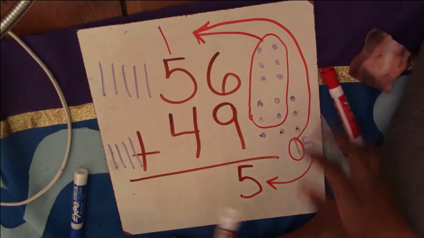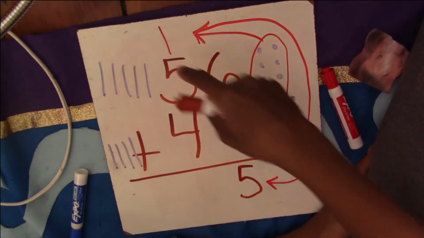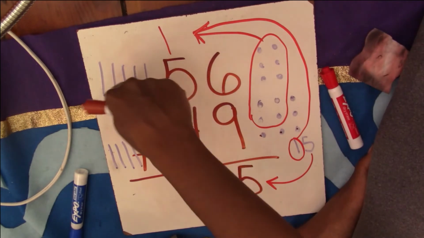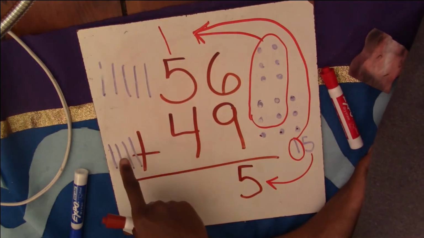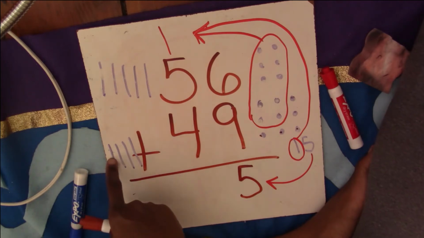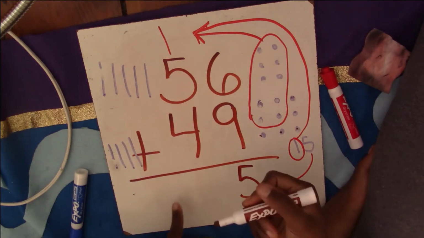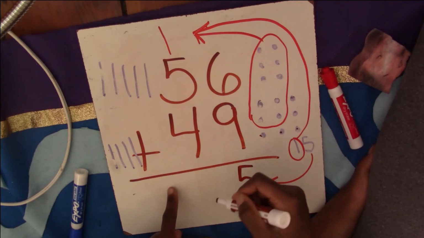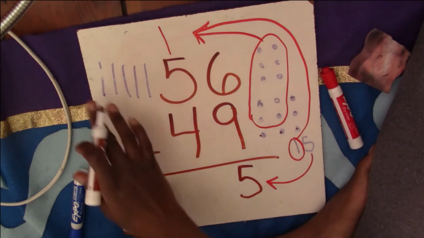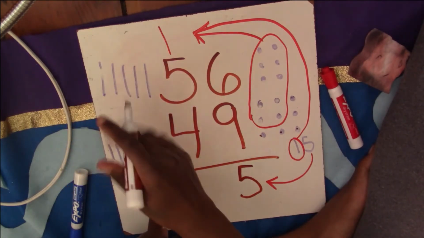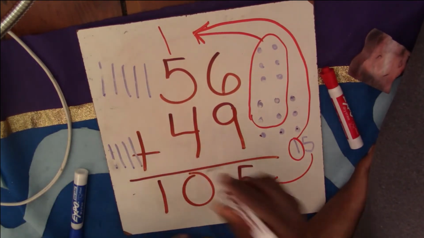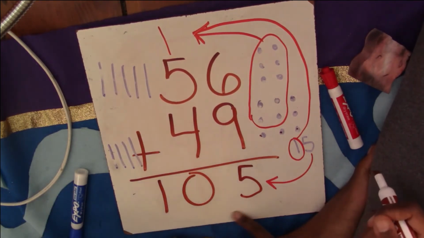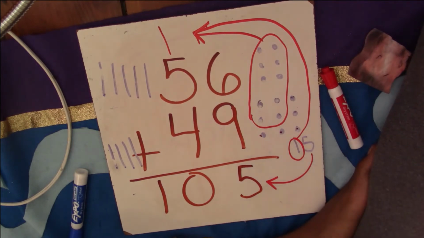Okay, now I'm going to count up my 10s. I have 1, 2, 3, 4, 5, 6, 7, 8, 9, 10. I have 10 groups of 10. Now, I don't have another area to add this 10 over to, so it's all going to go right down here. And your answer is 105.